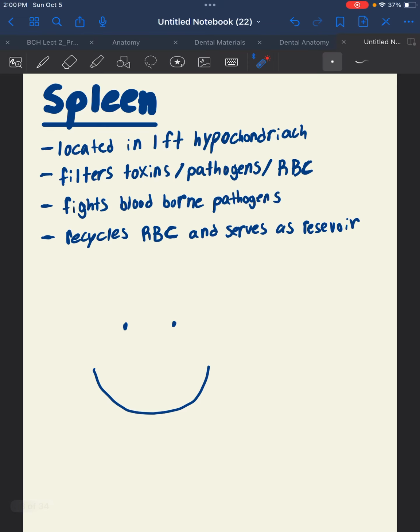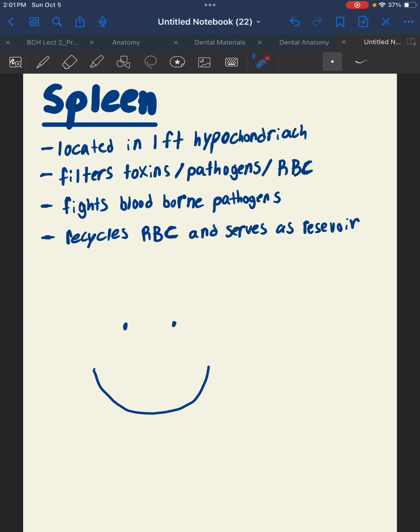So the spleen is actually located in the left hypochondriac region. The upper portion of the left quadrant is going to be known as the left hypochondriac region, and that's where you're going to find your spleen. Now the spleen serves a couple of purposes. The spleen is used to actually fight bloodborne pathogens.